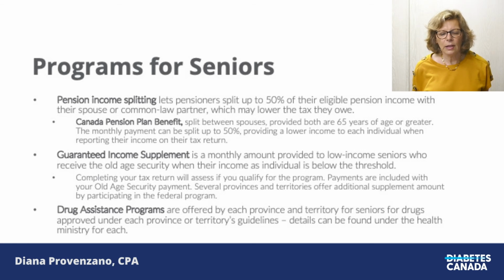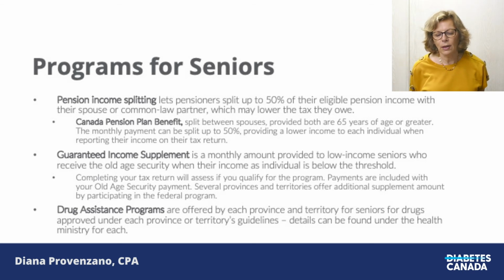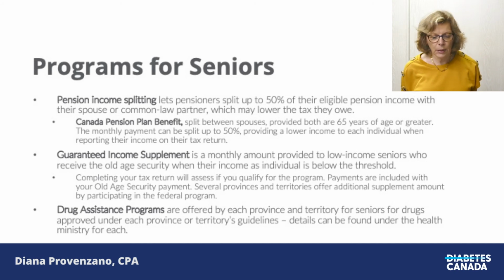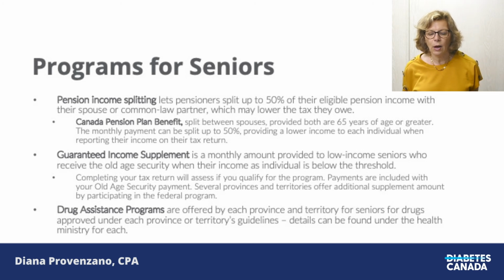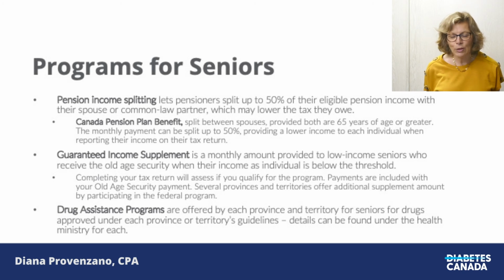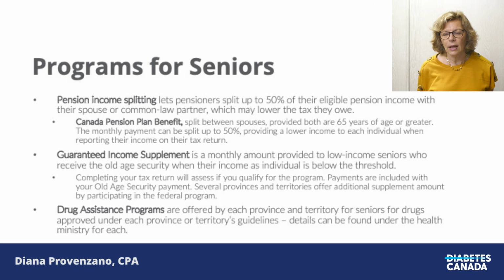For seniors, in addition to the goods and service tax credit, the climate action incentive, the medical expense credit, the disability tax credit, and the enhanced drug benefit programs for seniors over 65, you can reduce the amount of income tax paid by considering the following two programs. Splitting up to 50% of your eligible pension income from your registered retirement income fund or your defined benefit pension plan with your spouse or common law partner. This is done when you're completing your annual tax return.